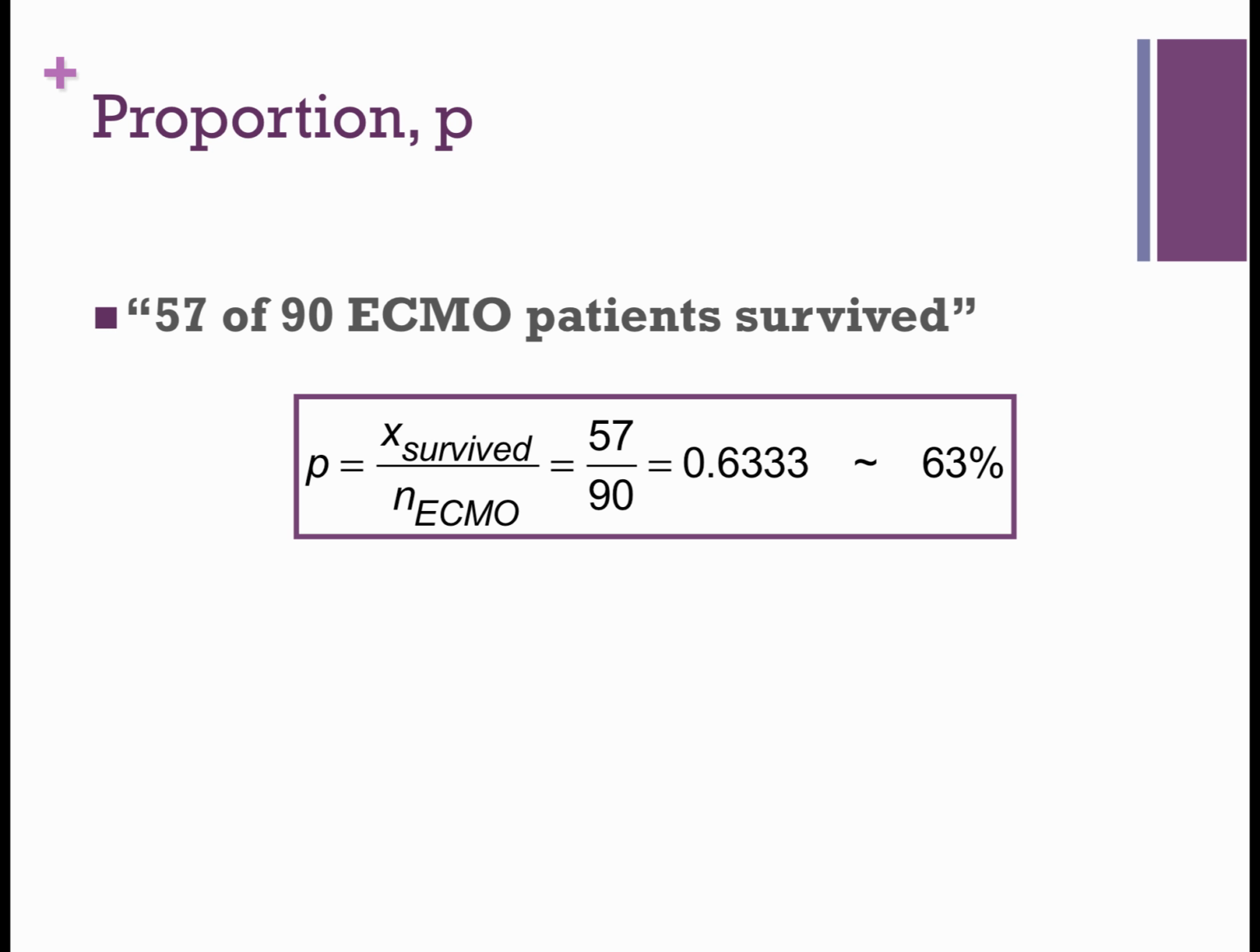From that, we can then calculate our proportion noted as P. They noted in the ECMO group that 57 of 90 patients survived. And you can see here that we use the 57 in our numerator and the 90 in our denominator. So the X is the number that survived and the N is the number in that group. And that gives us a proportion of 0.6333, or approximately 63% of those in the ECMO group survived. This is our starting off point for using our observed data to answer the question if ECMO improves survival.